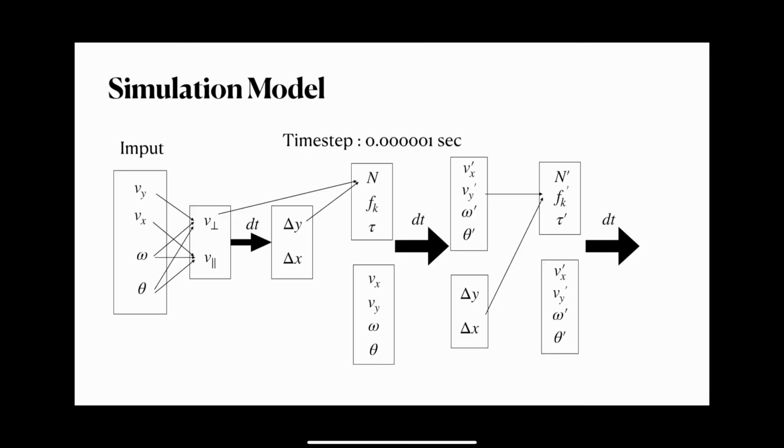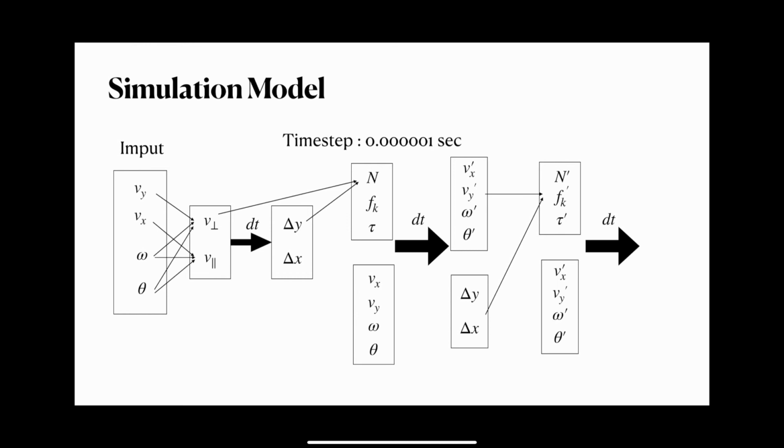Now we move on to our simulation model. So our inputs are the velocities in the y direction and the x direction of the center of mass, the angular velocity, and the impact angle. From these, we can obtain the vertical velocity and the horizontal velocity of the contact point. After a small time step, these will generate a small movement in the y direction and the x direction, which corresponds to the creation of a normal force and also the frictional force and also a torque.